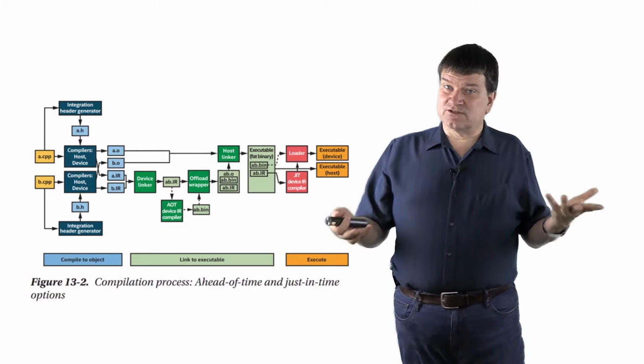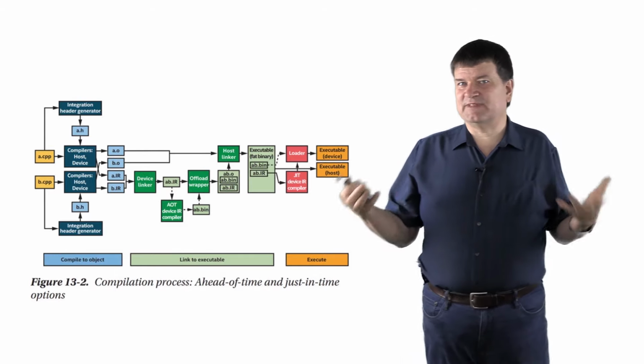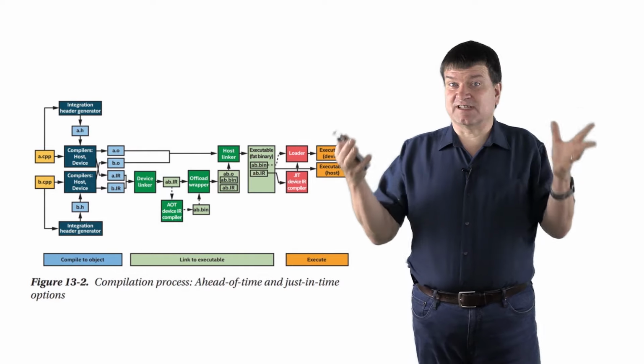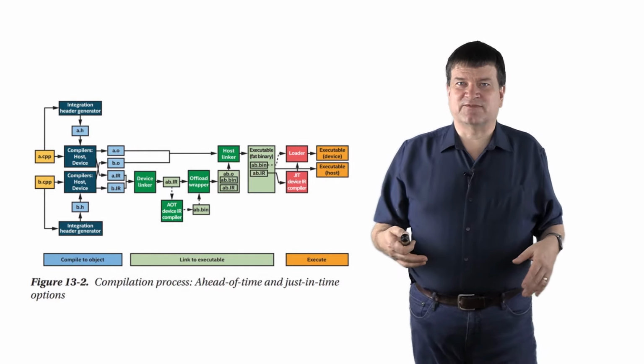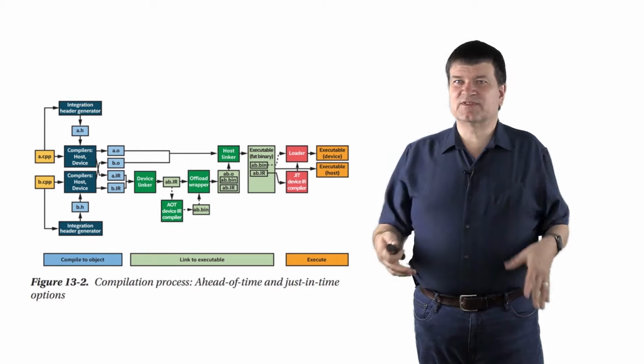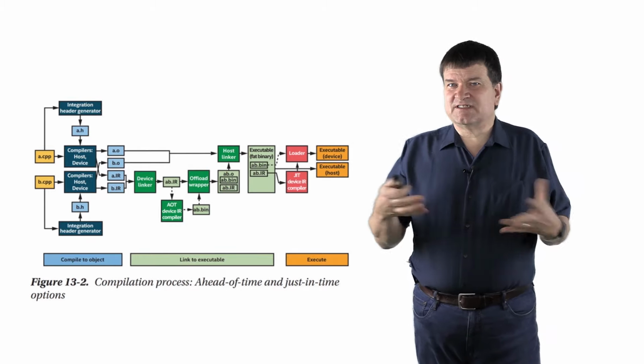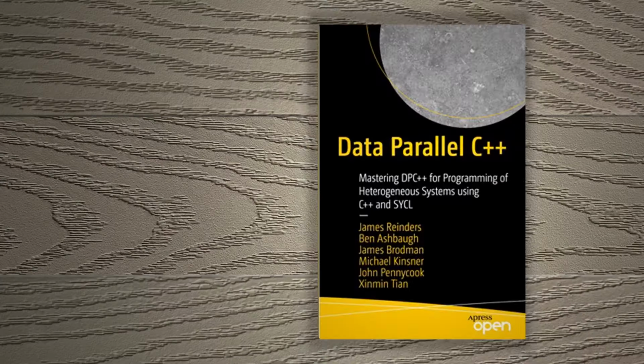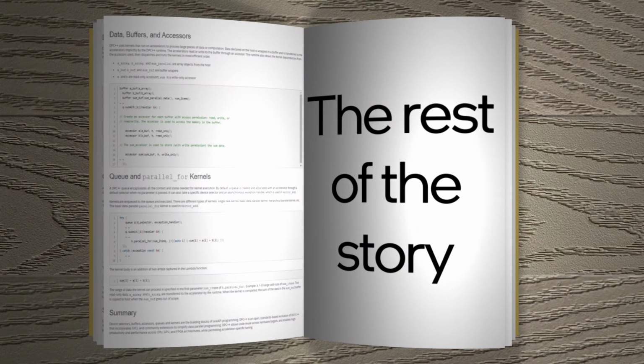But in general, code for many XPUs can be finalized for the device at runtime by just doing just-in-time compilation from an intermediate form into the precise code needed for that device. We dive into this more in the book. This figure from chapter 13 illustrates the key concepts at a high level. Now that covers the most critical elements to understanding SYCL queues. Now, for the rest of the story.